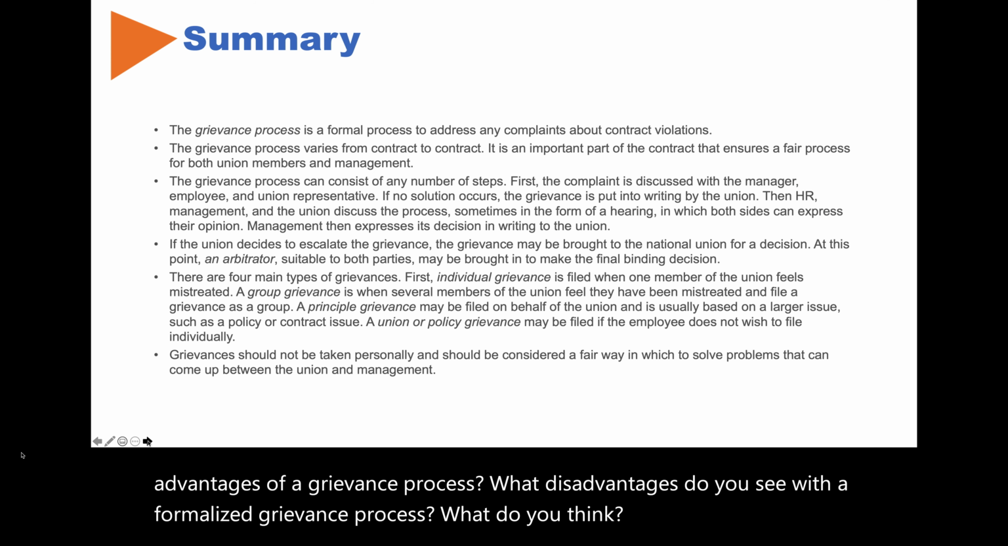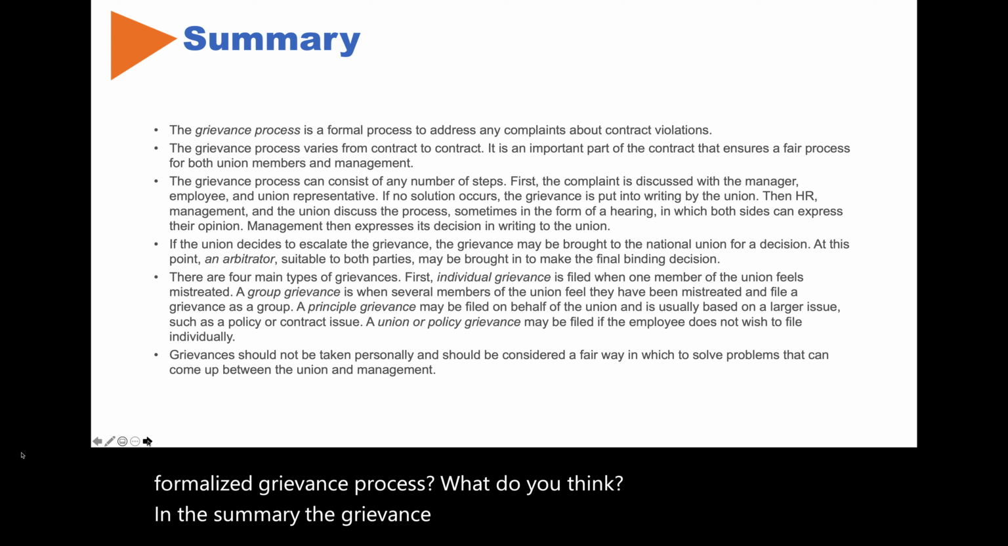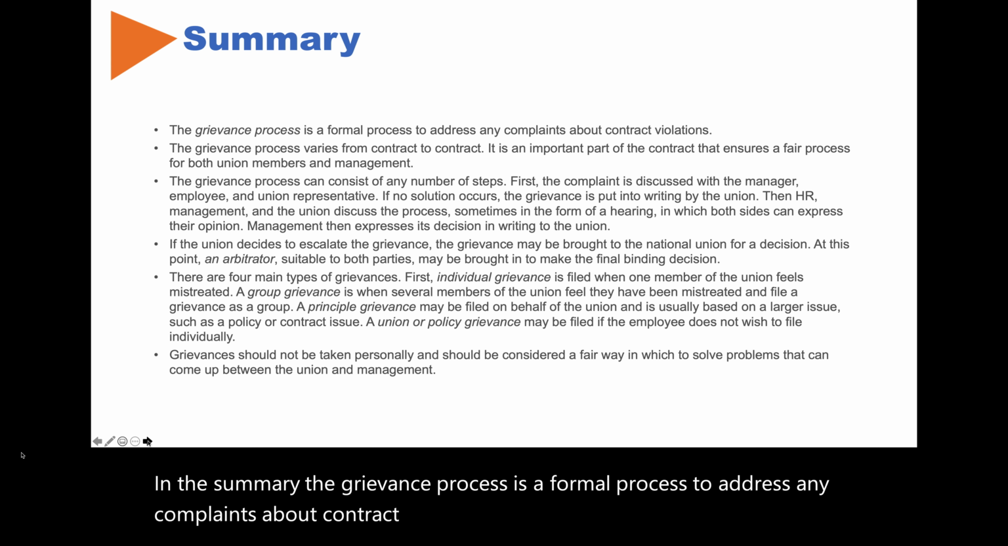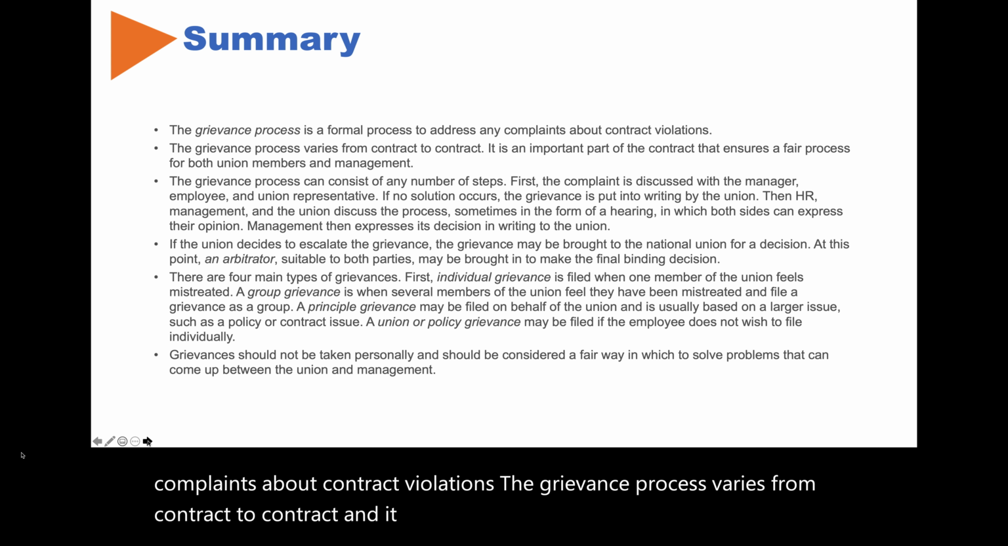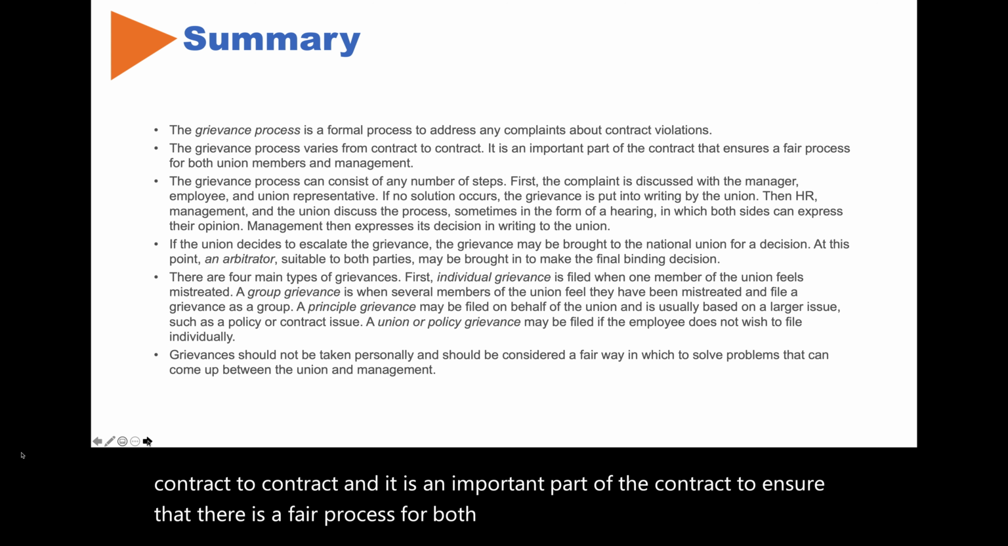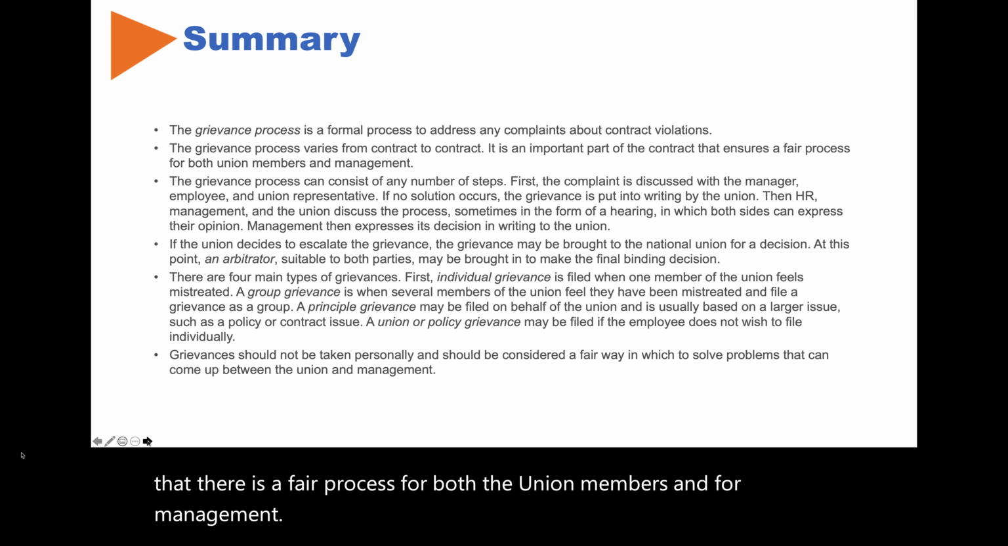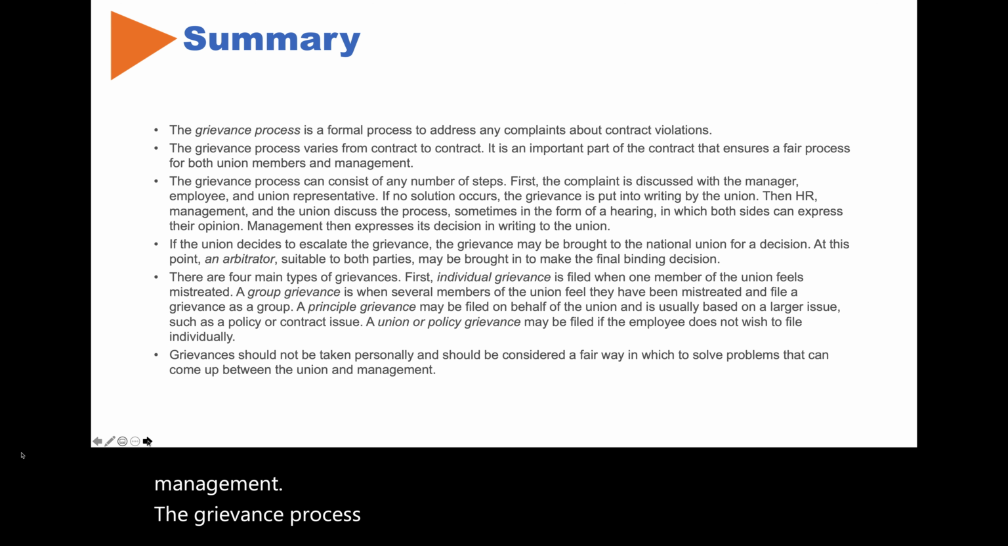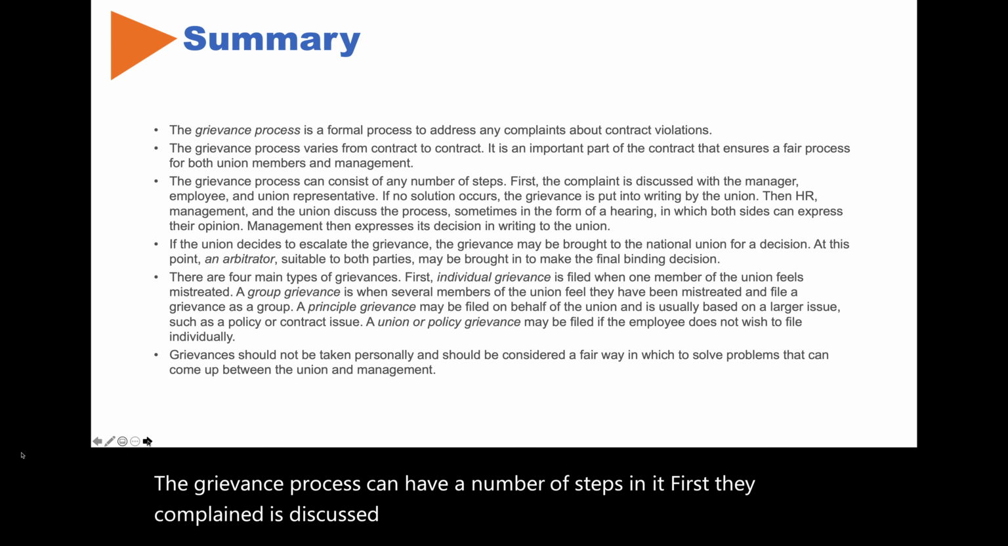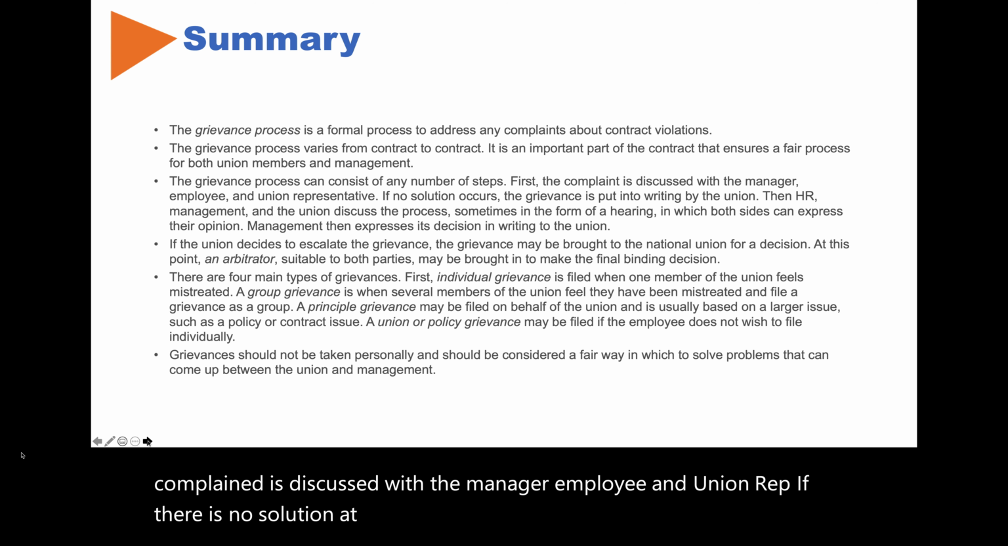In summary, the grievance process is a formal process to address any complaints about contract violations. The grievance process varies from contract to contract, and it is an important part of the contract to ensure that there is a fair process for both the union members and for management. The grievance process can have a number of steps in it. First, the complaint is discussed with the manager, employee, and the union rep. If there's no solution at that point, the grievance will be put into writing by the union.